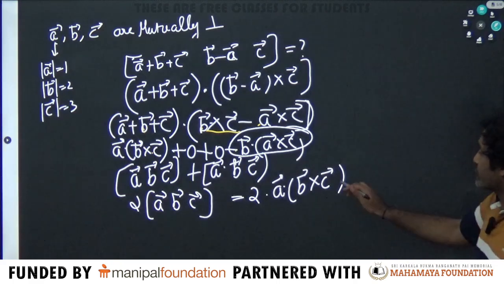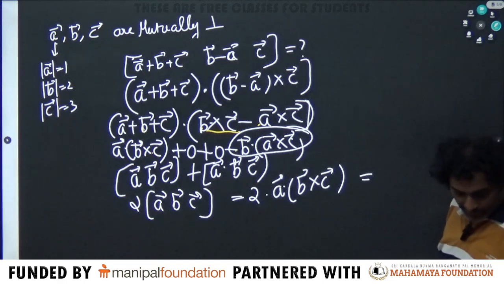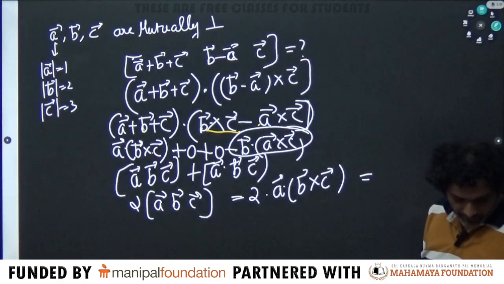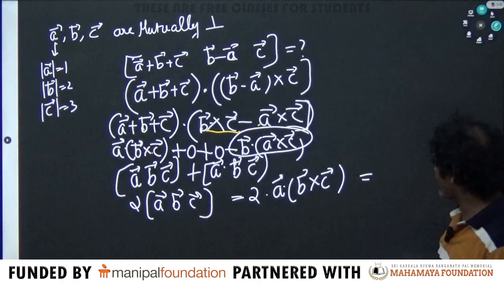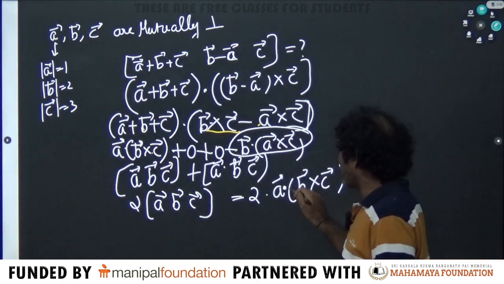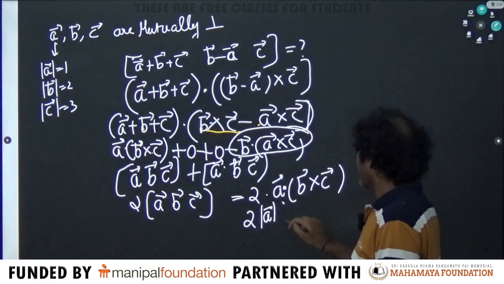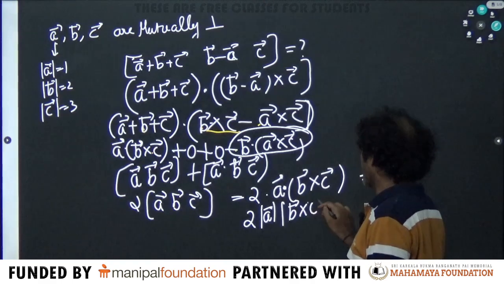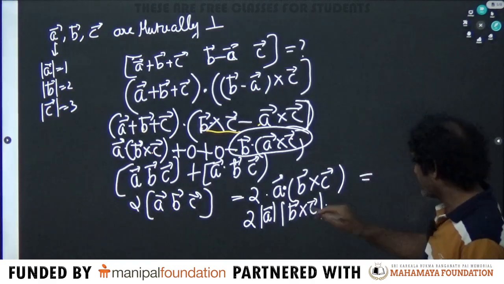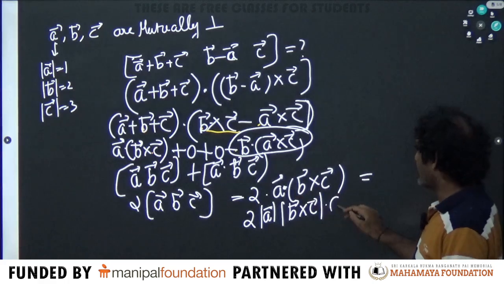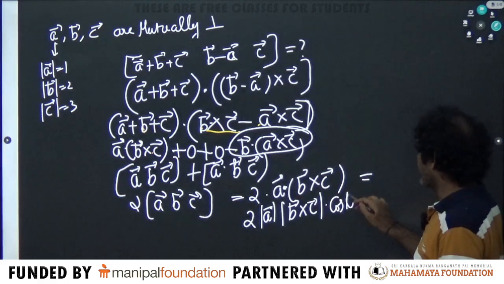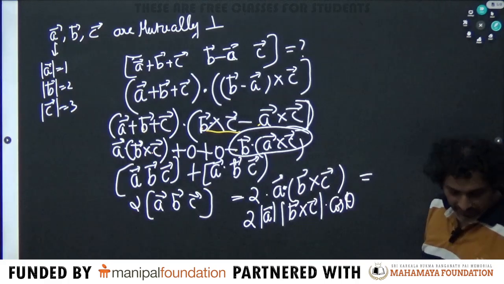So ಇಷ್ಟು ಬಂತು. They are giving the value, is it? No, they are not giving. You are supposed to find. We'll just worry about this dot product. 2 into magnitude A, magnitude B cross C, and ಇದು ಡಾಟ್ ಅಲ್ವಾ ಕಾಸ್ ಆಫ್ ಆಂಗಲ್ ಬಿಟ್ವೀನ್ ದೆಮ್ ಕರೆಕ್ಟ್.